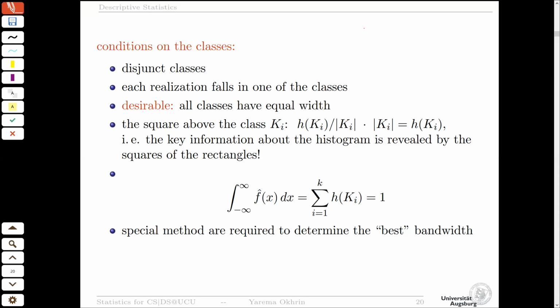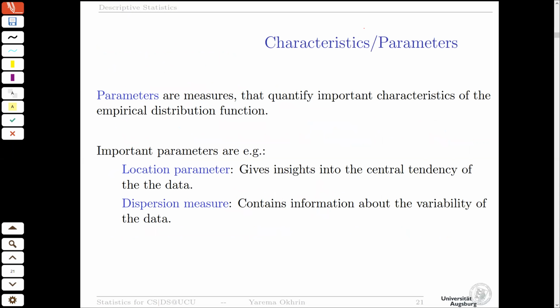So let's go further. This is the mathematical aspect of that. Hope you check those things. Now let's come to the parameters, or the characteristics of the data set. So in statistics, there are two main classes of parameters: the location measures and the dispersion measures.